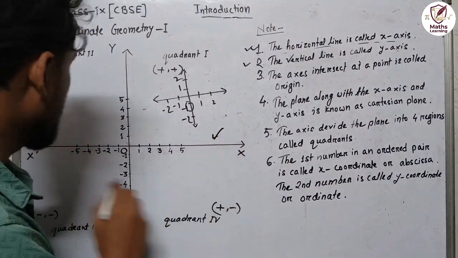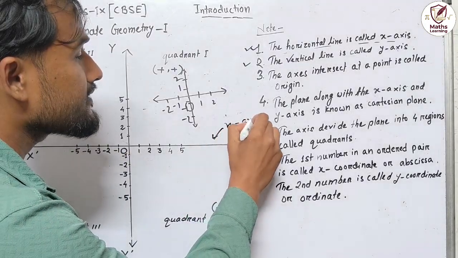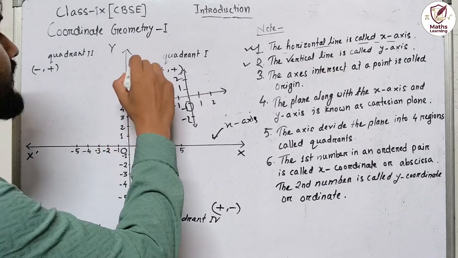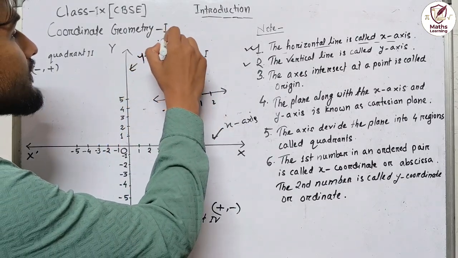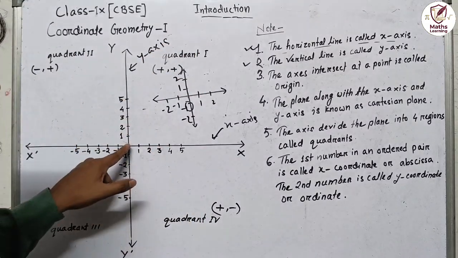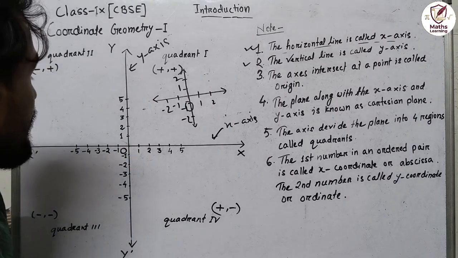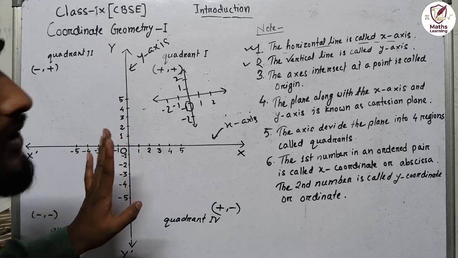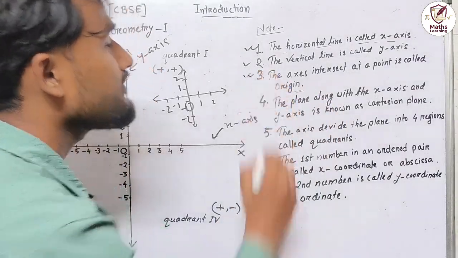Here we have already drawn X dash OX, which will be the x-axis, and the vertical line is called the y-axis. The x-axis and y-axis intersect at point O. It's called the origin. We have to know that the x-axis and y-axis intersect at a point O, which is called the origin. We must remember this one.